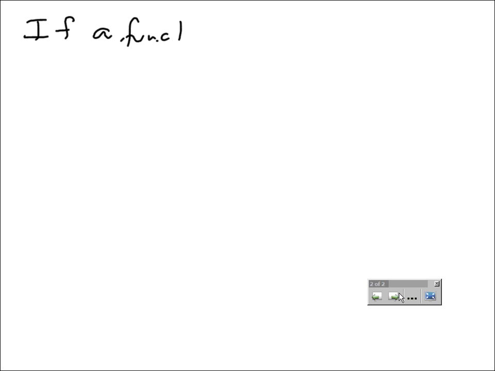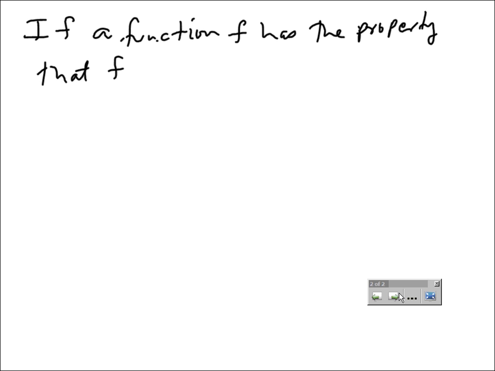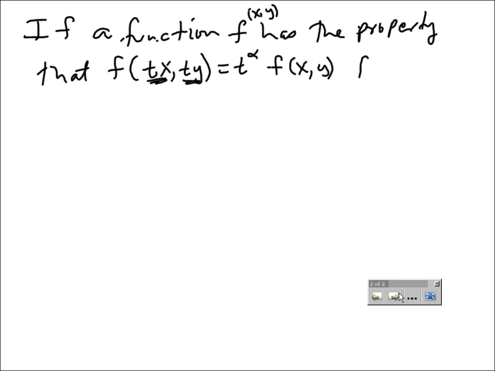If our function f has the following property, that f of tx comma ty, so this function f is a function of two variables, is equal to f of x comma y times, notice that both of these have a t in it, times t to some power alpha, for some alpha in the real numbers. That is, alpha can be any real number, doesn't matter.